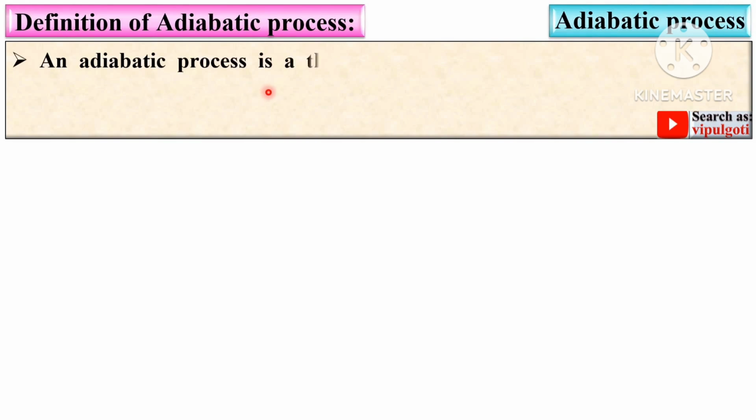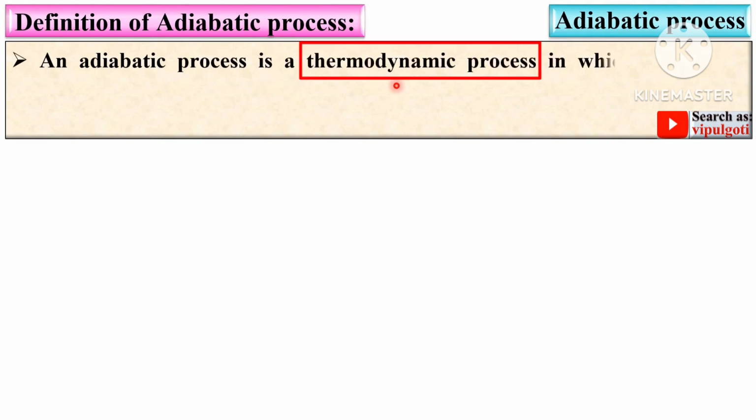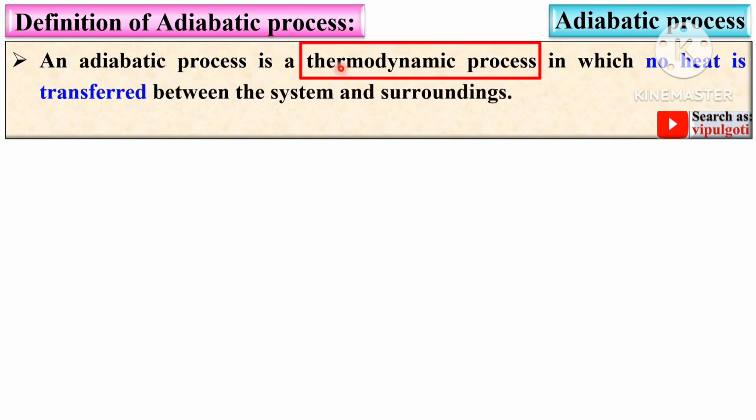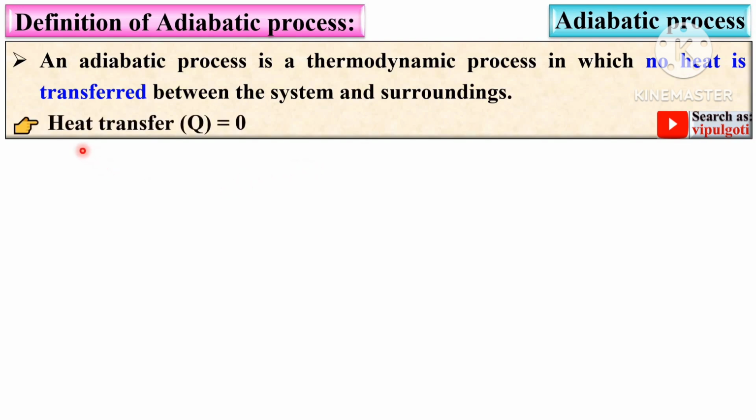So let's start with the definition of the adiabatic process. An adiabatic process is a thermodynamic process, or you can say a non-flow thermodynamic process, in which no heat is transferred between the system and surroundings. Very important point: in an adiabatic process, there will be no heat transfer at all between the system and surroundings. So indirectly you can say heat transfer will be zero.